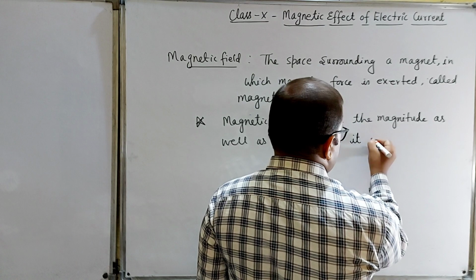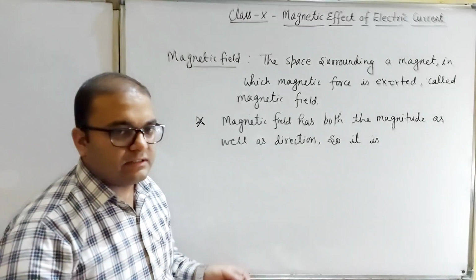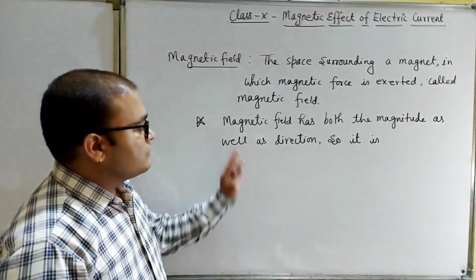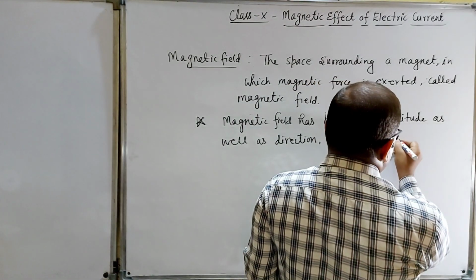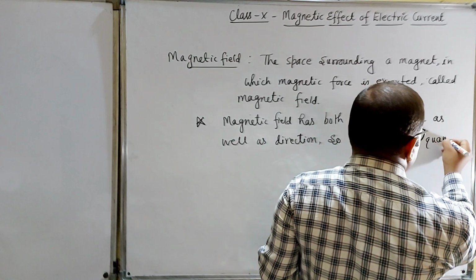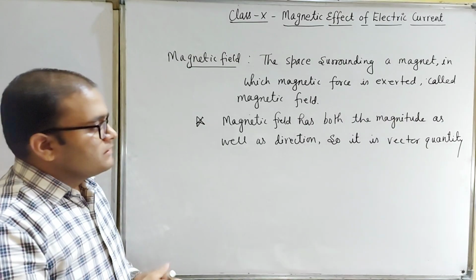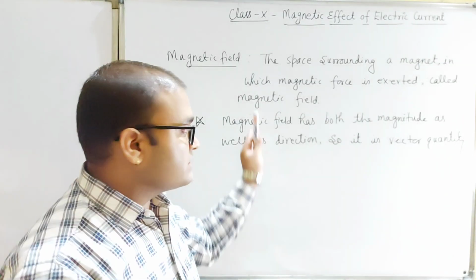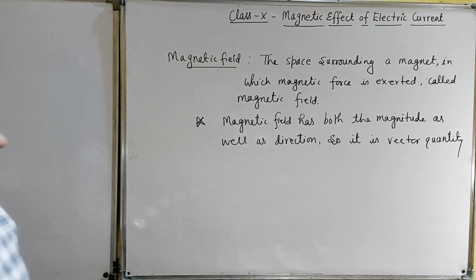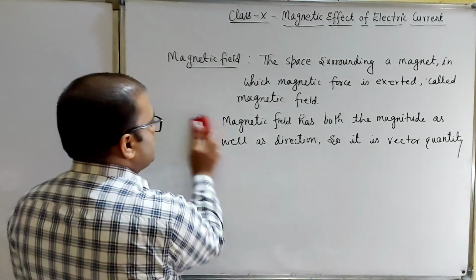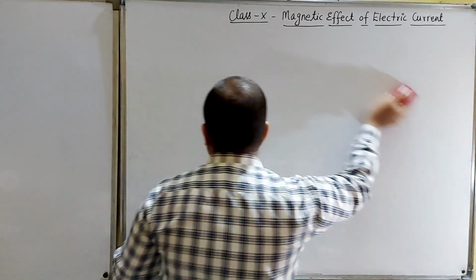So is it a scalar or vector? If any quantity has both magnitude and direction, then it will be a vector. But this is not the complete definition of vector, you know. But here, due to the direction and magnitude, it is a vector quantity. So magnetic field is a vector quantity. You can also note down this point: the definition of magnetic field, and magnetic field is a vector quantity. Now we will study about the magnetic field lines.